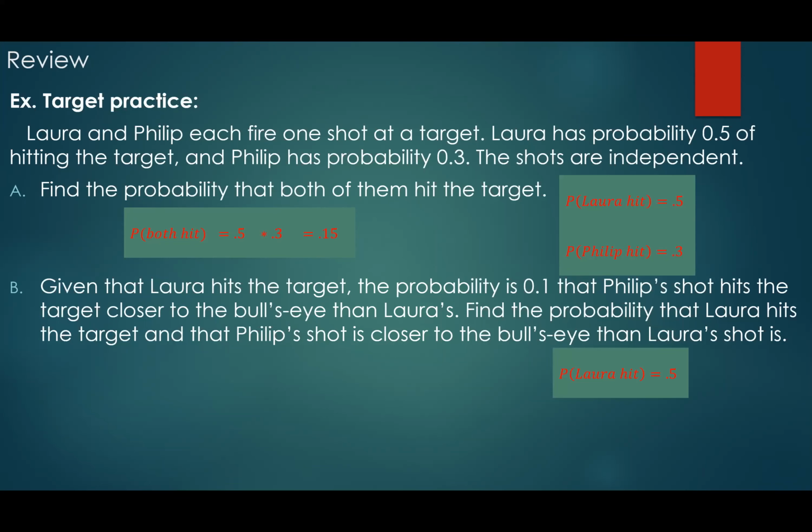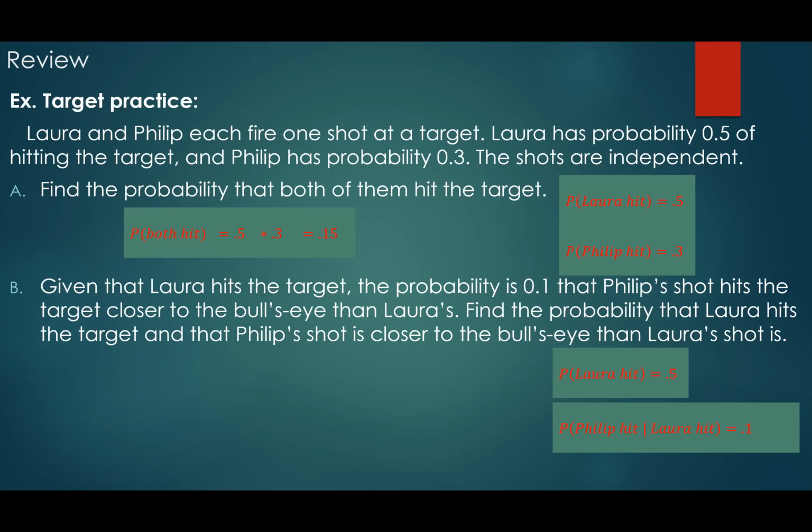It does not change. But what they give you is the probability of Philip hitting the target closer to the bullseye, given that Laura already hit the target. Everybody see that this is a conditional probability: Philip hits the target given Laura hit the target first. Now they ask you to find the probability that Laura hit the target and that Philip hit the target closer to the bullseye. Because of this conditional probability, everybody see that this is dependent, right?